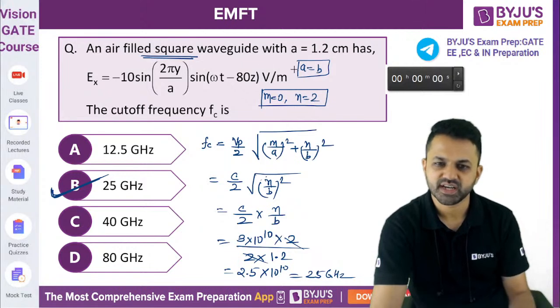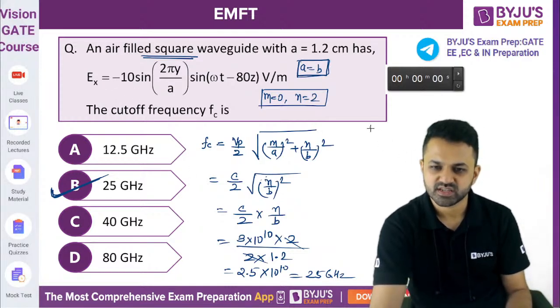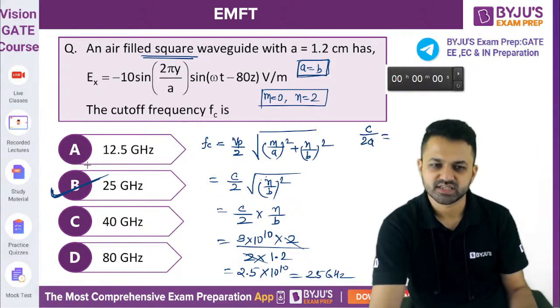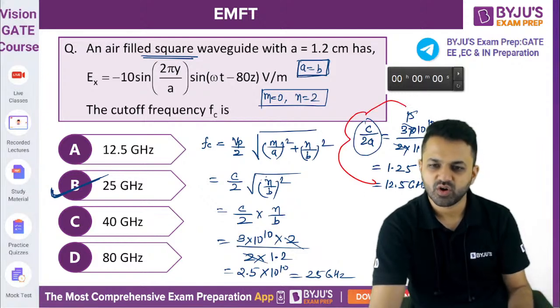This is the square waveguide, so A and B would be same, and this is the expression of the electric field, so don't consider the dominant mode. Those who have considered the dominant mode, maybe they are getting the answer as 12.5, because c upon 2a is the dominant mode frequency, and here it is 3 into 10 to the power 10 divided by 2 into 1.2. So here you will get 15 upon 12, so 1.25 into 10 to the power 10, so you are getting 12.5 gigahertz. This calculation is wrong because of the dominant mode.